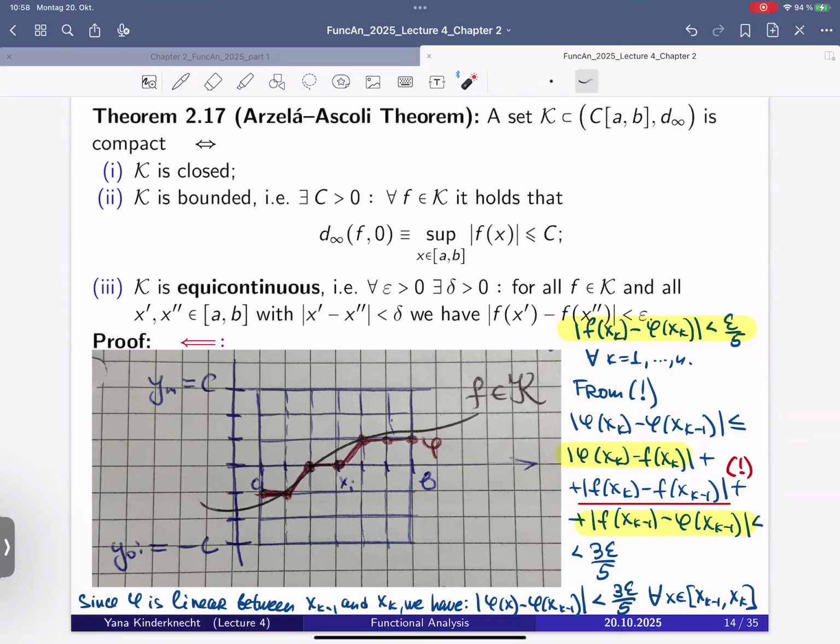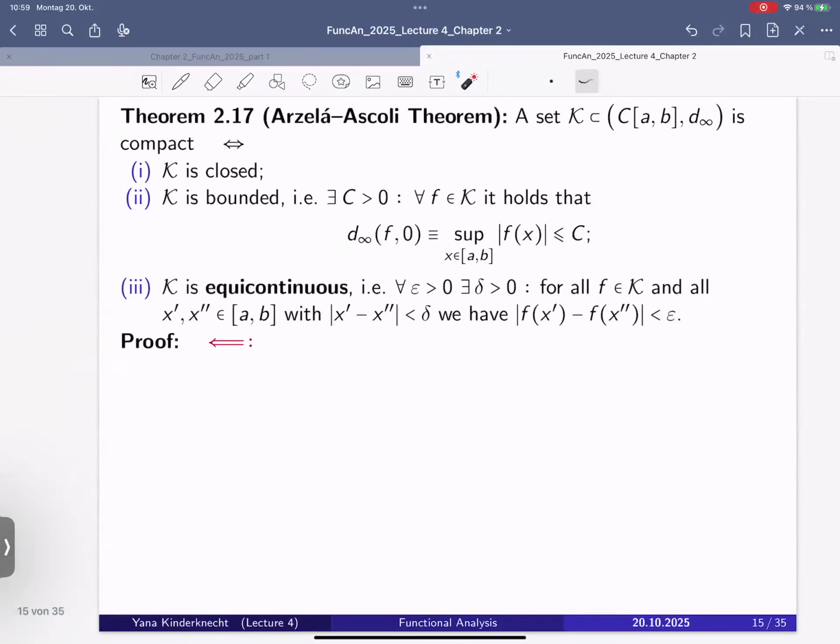Why do we need it? So we have this inequality, this is smaller than this stuff. But for all intermediate points between these two, inside the segment, we have the same inequality due to linearity of the function phi. So now I have to go to the next slide. May I? Yes. Okay, perfect.